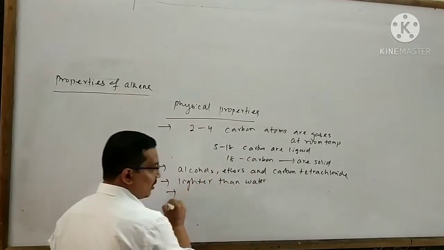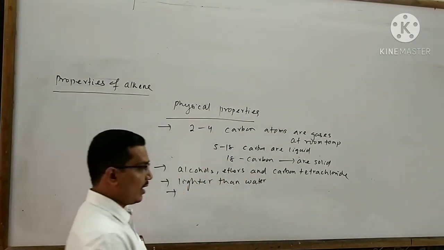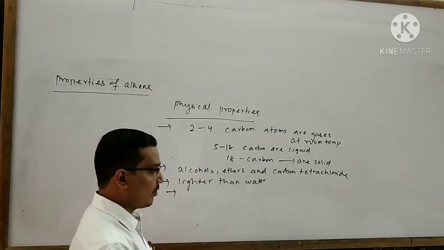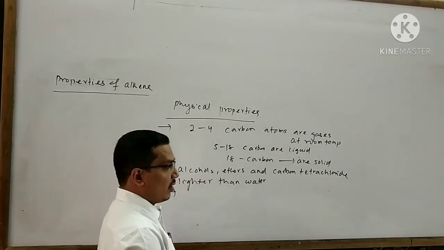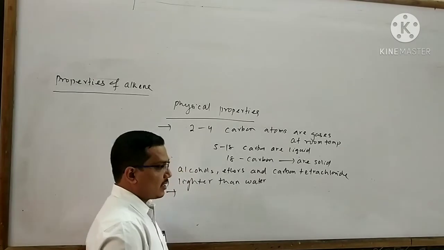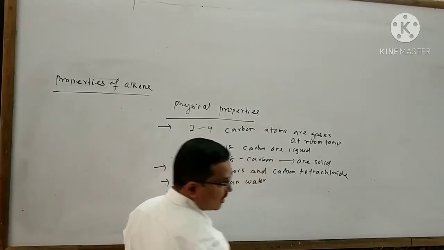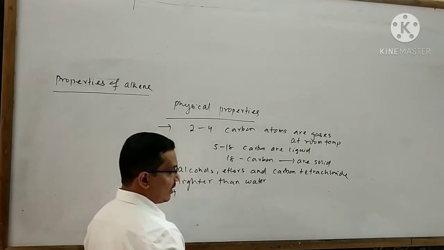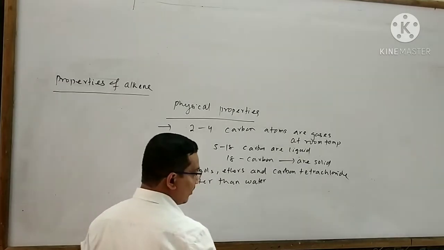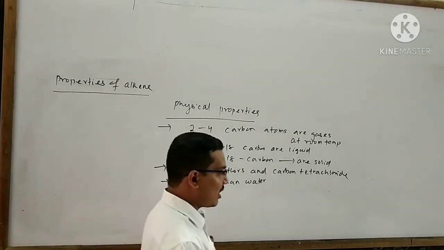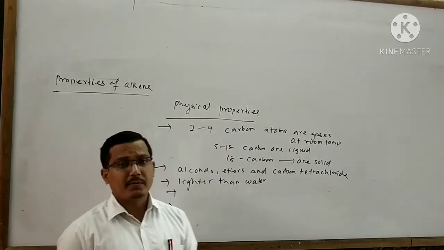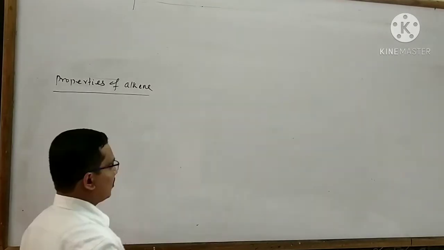Next point, the melting point and boiling point rise with the increase in molecular weight. Furthermore, branched chain alkenes have a lower boiling point than straight chain alkenes. Next point, alkenes are weakly polar in nature. These are some physical properties of alkenes.